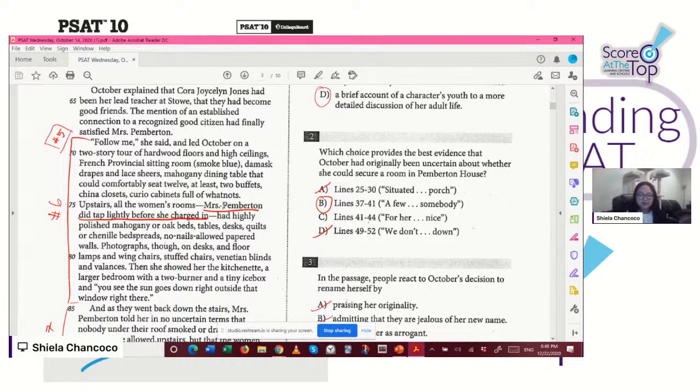Pemberton was introduced, you can peruse through which one, where did she interrupt everyone's privacy? So Mrs. Pemberton did tap lightly before she charged in. You know, the normal parent taps lightly and then charges in. My parents were very much like this. They barely knocked and then charged in, not that I was doing anything bad. It's just like, what the heck, what do you want, being teenagers and stuff. But this stood out to me because that was my experience.